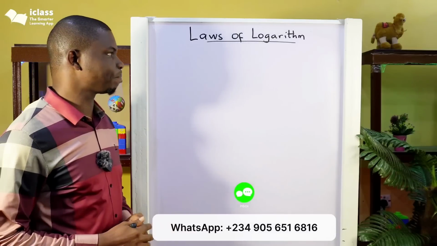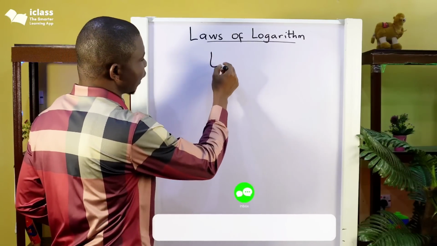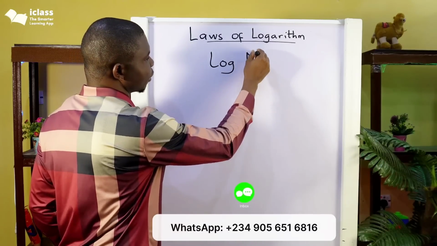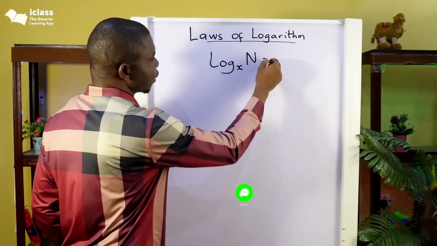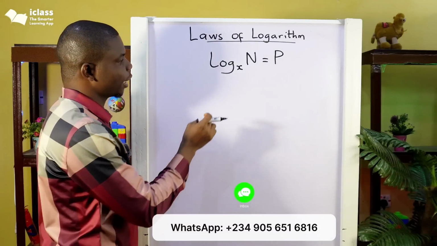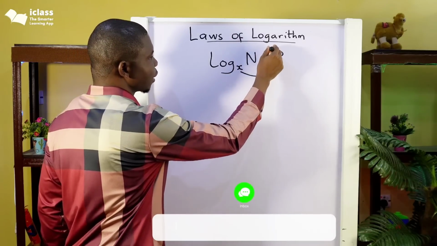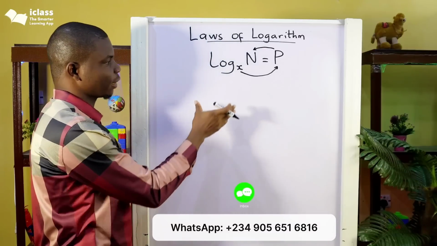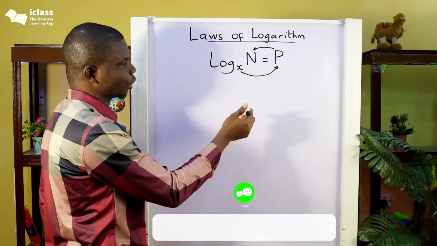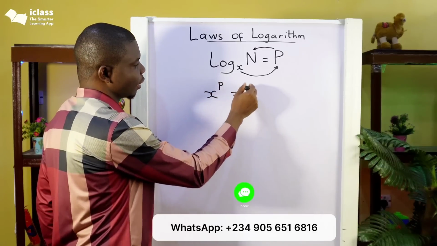Laws of logarithm. First of all, you need to understand what a logarithm equation like this means. Let's say log n base x is equal to p. What does this logarithm equation mean? It means you have to raise x to the power p to get n. And with that, you can change this logarithm equation to an index equation. When you raise x to the power p, you get n.